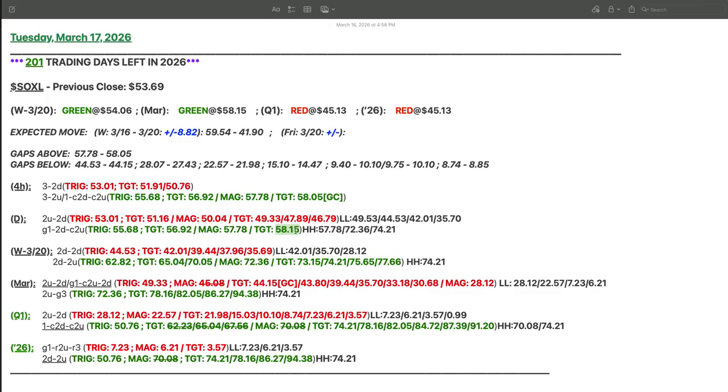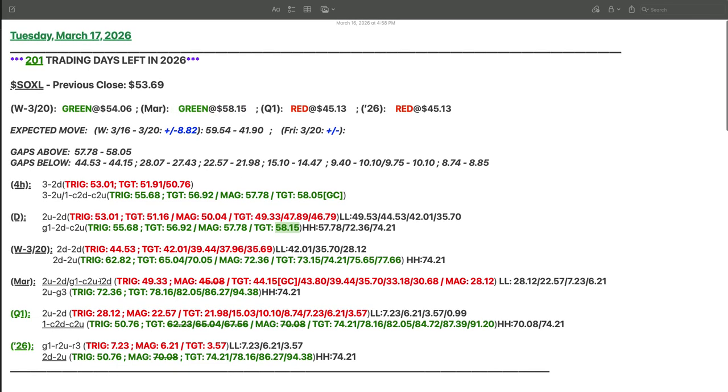It is actually the month's flip level, right? So it turns the month green at 58.15. So that's why we got that target there.